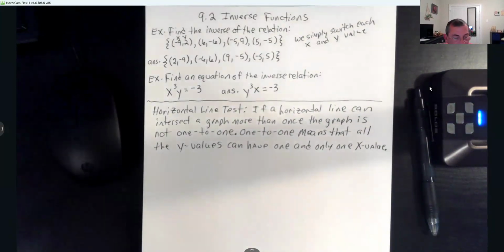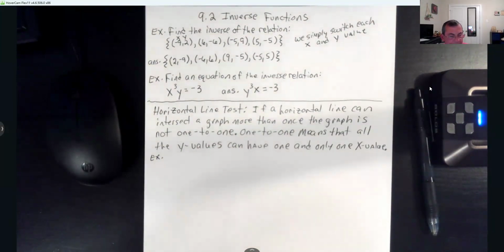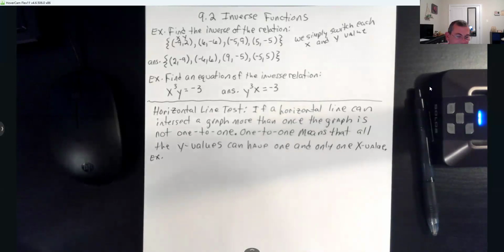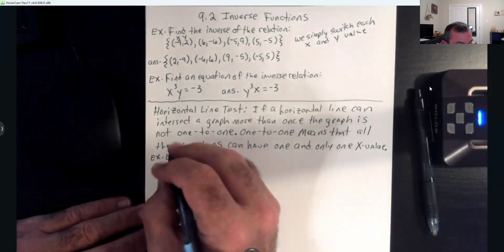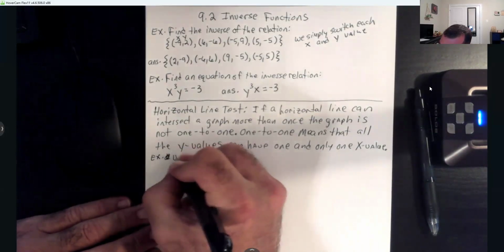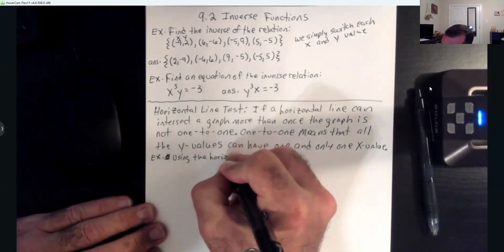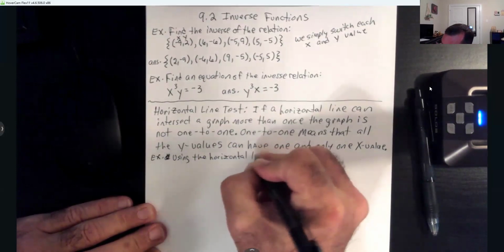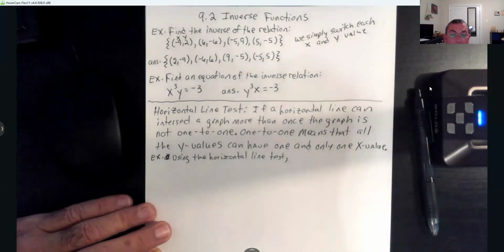All right, so for the first, looks like 3, 4. So for 3, 4, 5, and 6, they're just going to give you some graphs. So I'm just going to draw some graphs, and y'all are going to determine if they're one-to-one. So we're using the horizontal line test to determine if it's one-to-one.